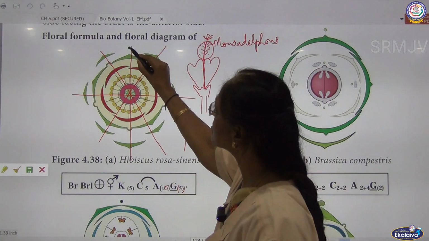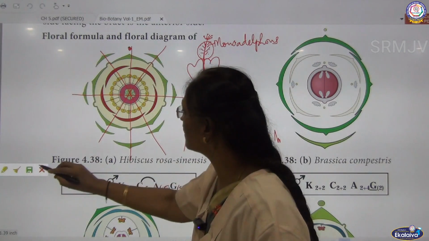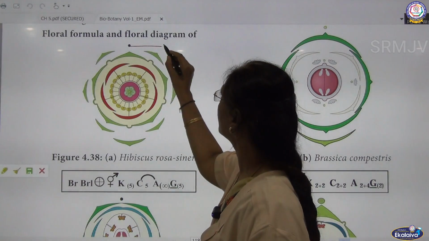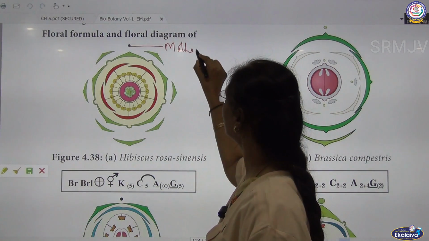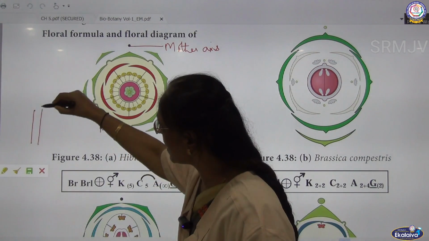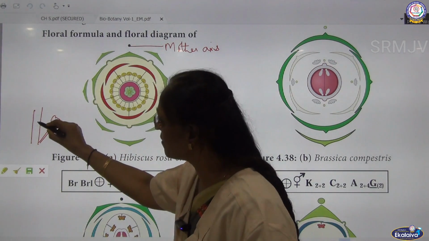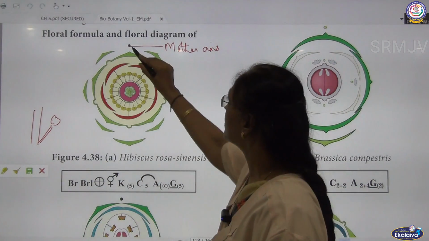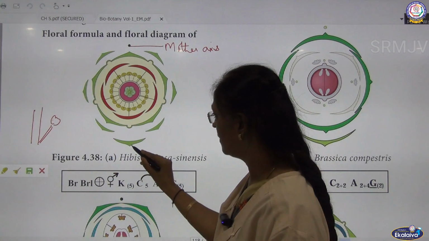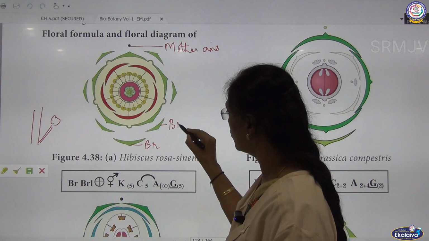And what is this dot, whatever we are representing? This is what we call the mother axis. So if you say that this is the axis on which the flower is borne, this side which is facing is the posterior. So this is the mother axis. And how many are there? Here you talk about, this is the bract, and these are bracteoles.